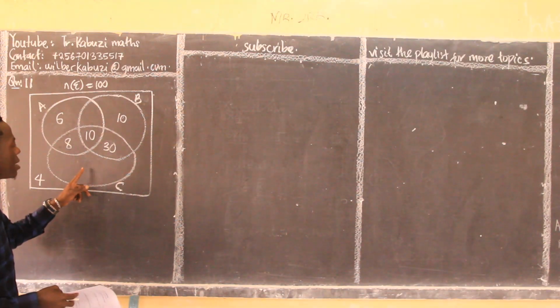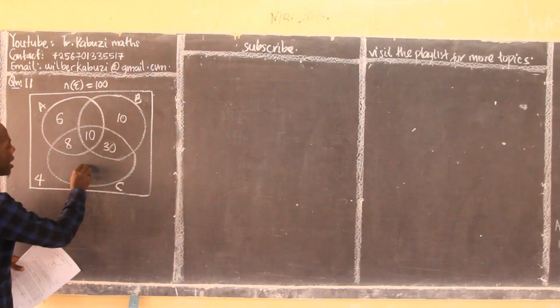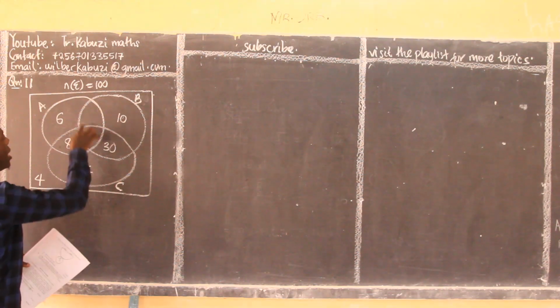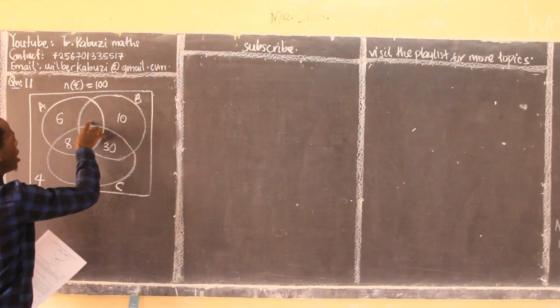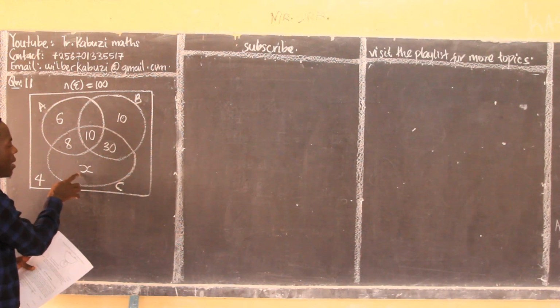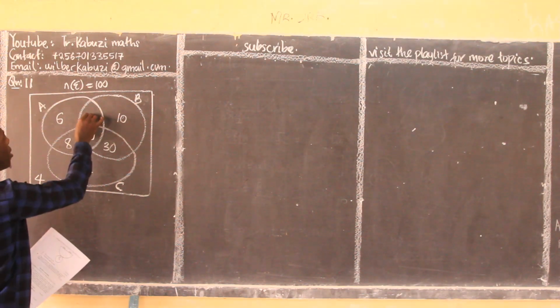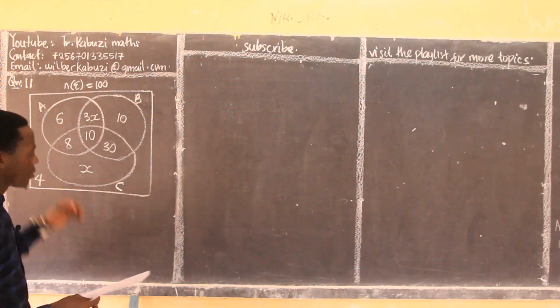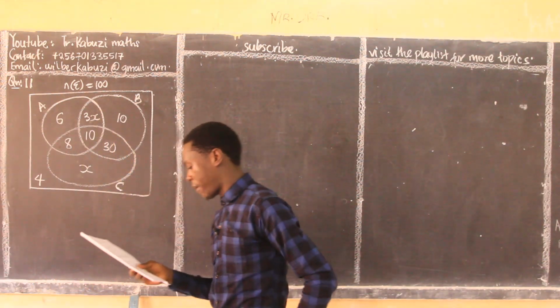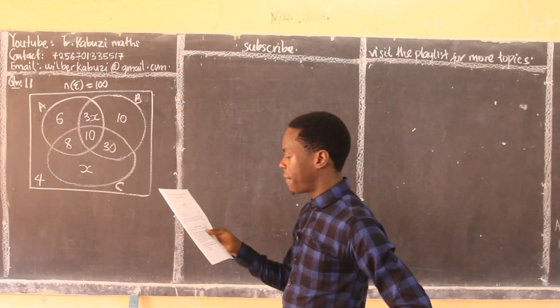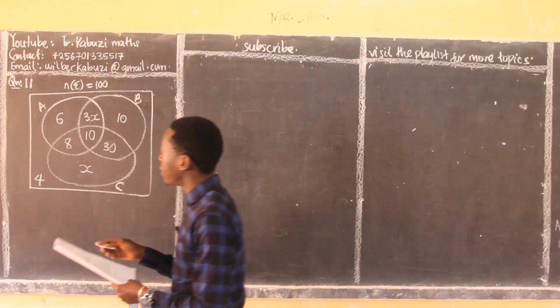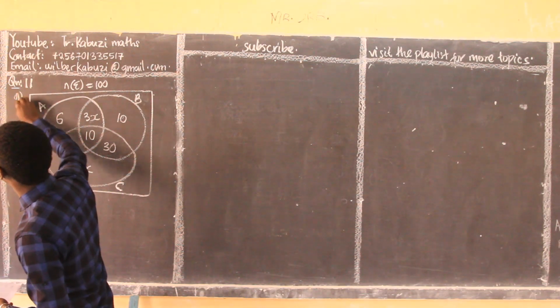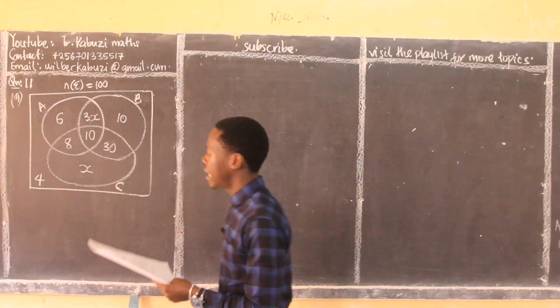So these are section C only. If these are X, they are telling us that these who attempted the A and the B only are 3 times those who attempted the section C only. So here I have 3 times X. And so that was how our diagram was supposed to appear. So we are done with part A. We have represented the information on the Venn diagram.